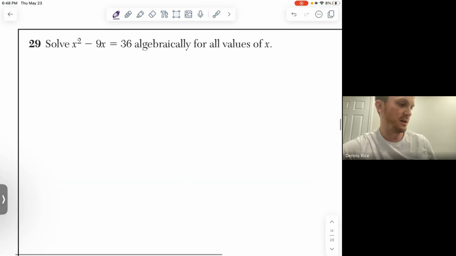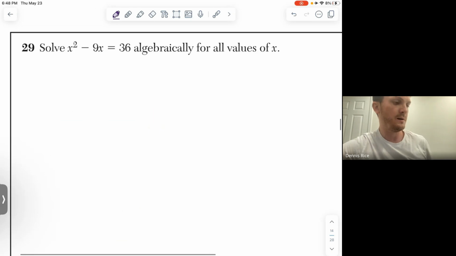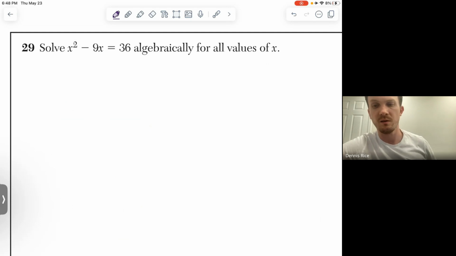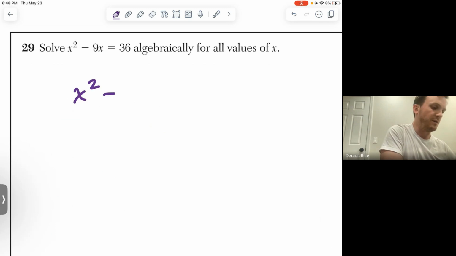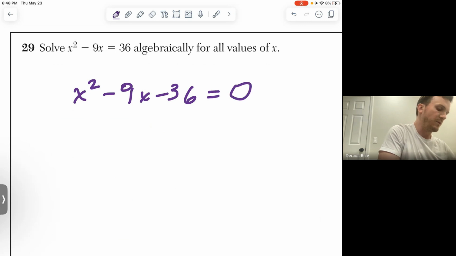28, 29, solve algebraically. We always say look for context clues. Since they're not saying anything about rounding, what can I assume about this? Since they don't mention anything about rounding or radicals, I'm going to assume that this works out, which means factoring would work as well. Hopefully we're not wrong. So does this factor?